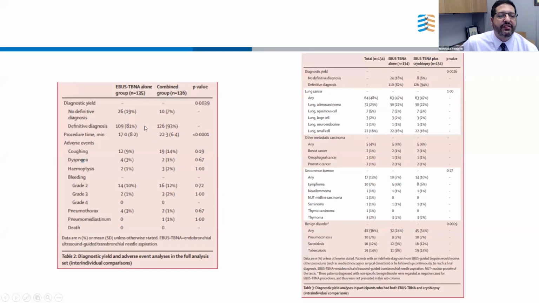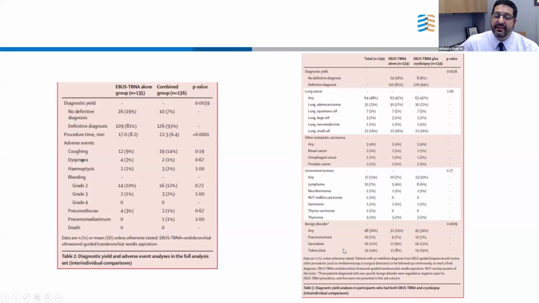Overall diagnosis, no definitive diagnosis was less in the group combined with cryoprobe. However, when you look by disease state, like when you look at lung cancer, there's really no difference. It did not help diagnostic yield. It did not help diagnostic yield in lymphoma and other diseases, although small numbers. So that was traditionally the area that we were also very interested in, and it did not really make a difference.